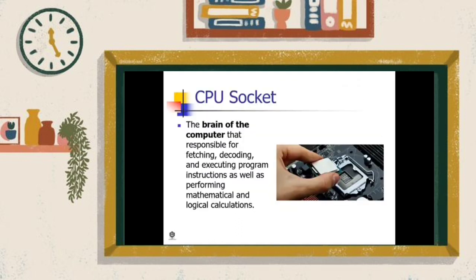The CPU, Central Processing Unit, is the most important part of your computer. It is called the brain of the computer, responsible for fetching, decoding, and executing program instructions as well as performing mathematical and logical calculations. And the CPU socket is where your CPU or processor is installed.